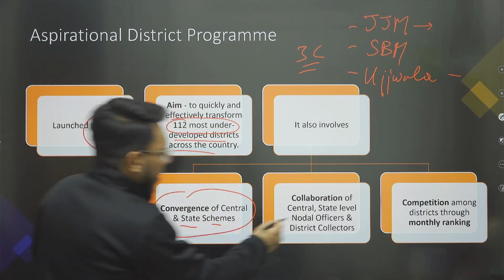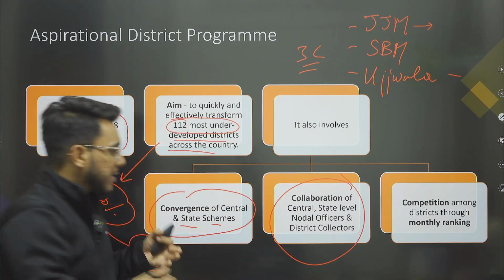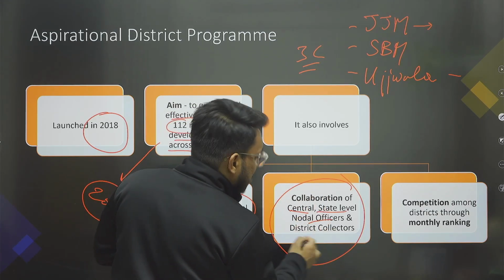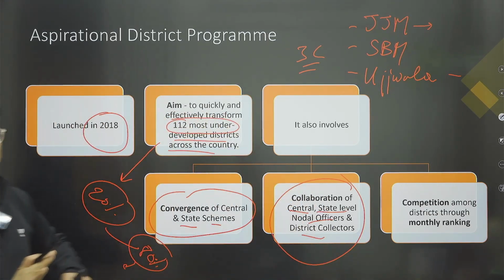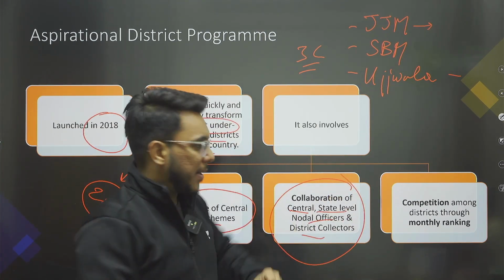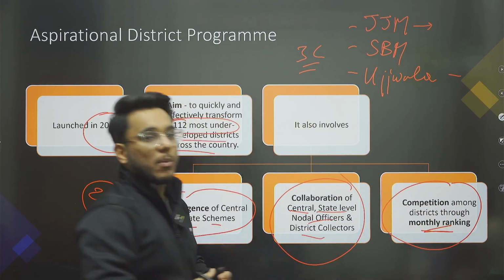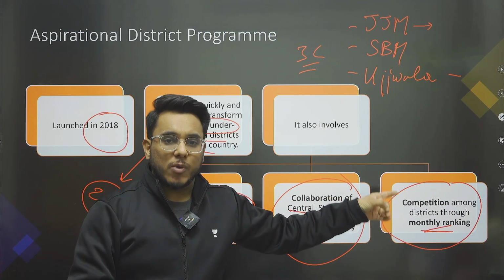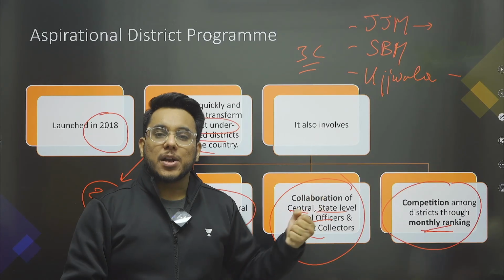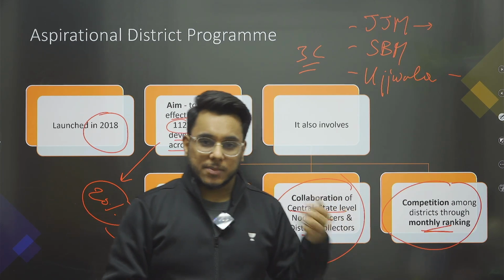Then there will be collaboration of different levels of government, for example, the central government, state-level officers, nodal officers, and district collectors, who will be collaborating so that more precise focus and attention can be given to development. And third, there will be competition among districts through a monthly ranking programme. This competition will instill a competitive spirit. Competitive federalism happens to be a very important dimension of our federal system.